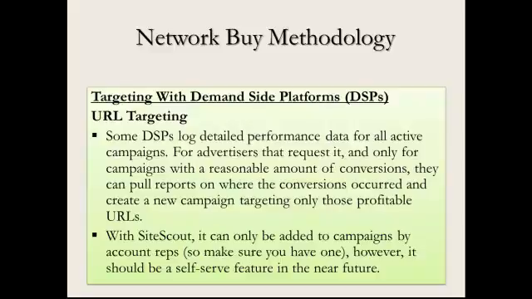First one we have here is URL targeting. So some DSPs log detailed performance data for all their active campaigns, and for advertisers that request it, and only for those campaigns with a reasonable amount of conversions, they can pull reports on where the conversions occurred and create a new campaign targeting only those profitable URLs. So with Site Scout you can do this, but it's only added by a campaign's account rep, so make sure you have one. However, they tell me it should be a self-service feature in the near future.